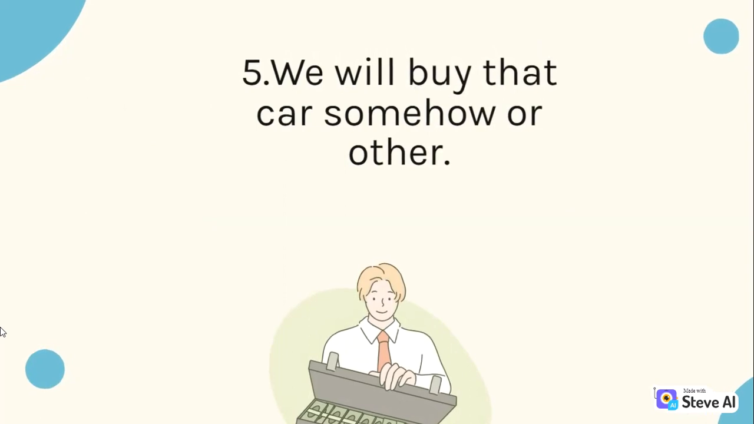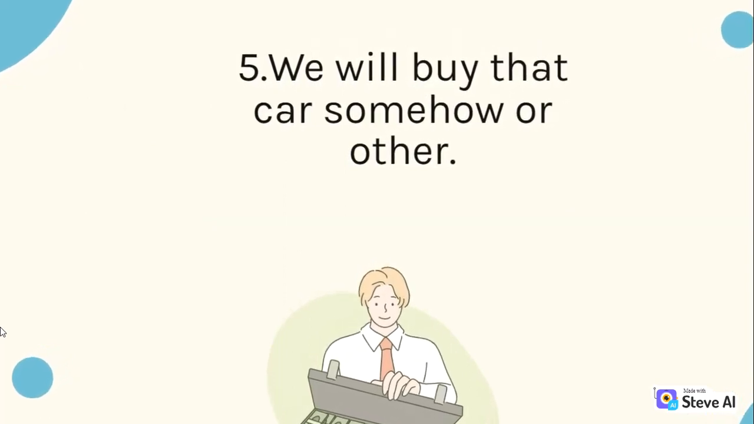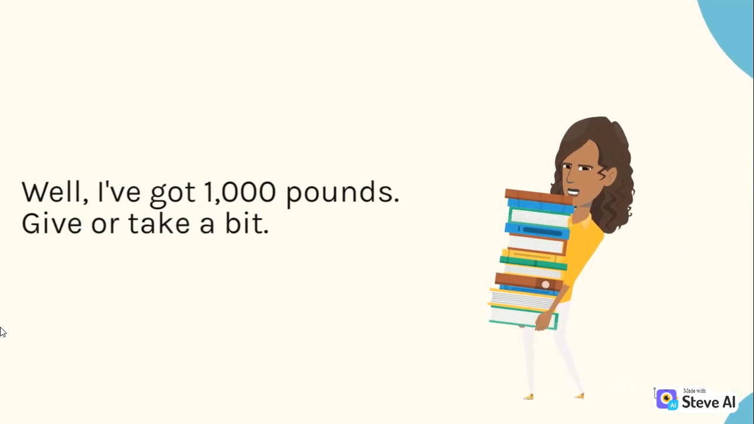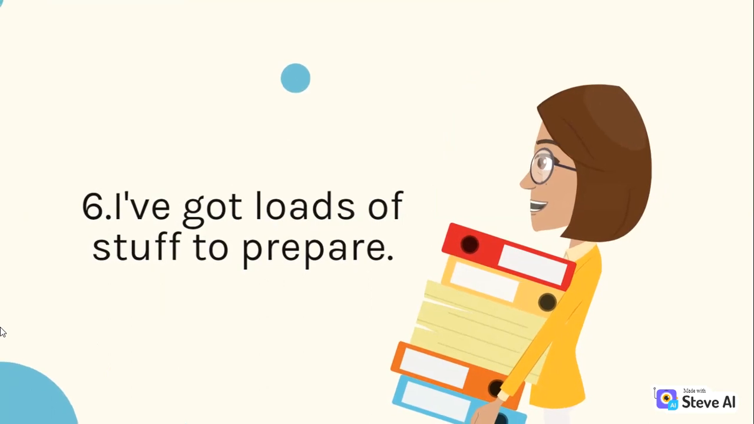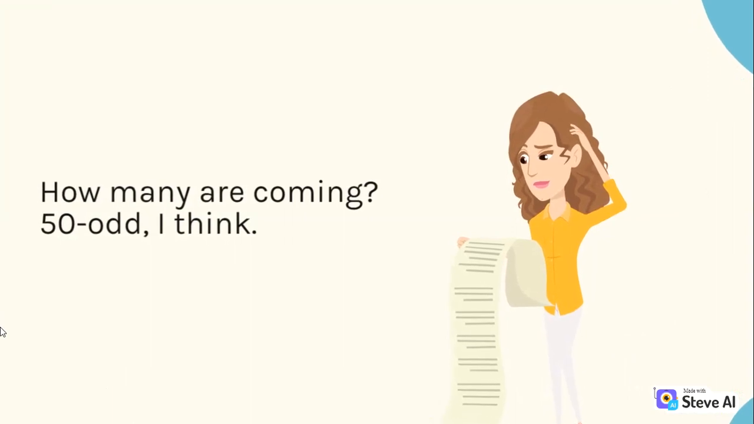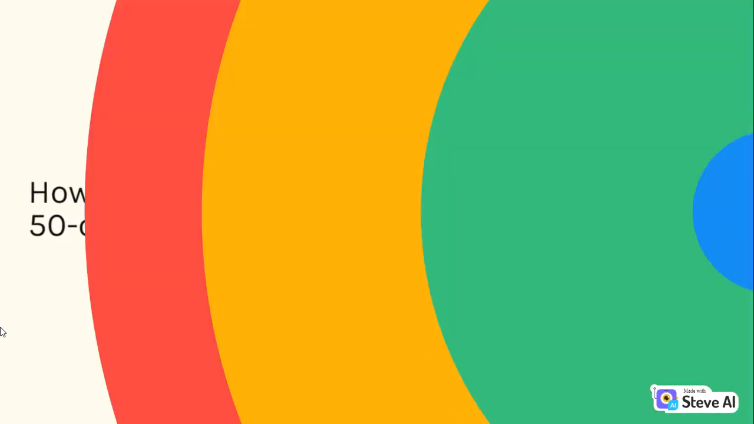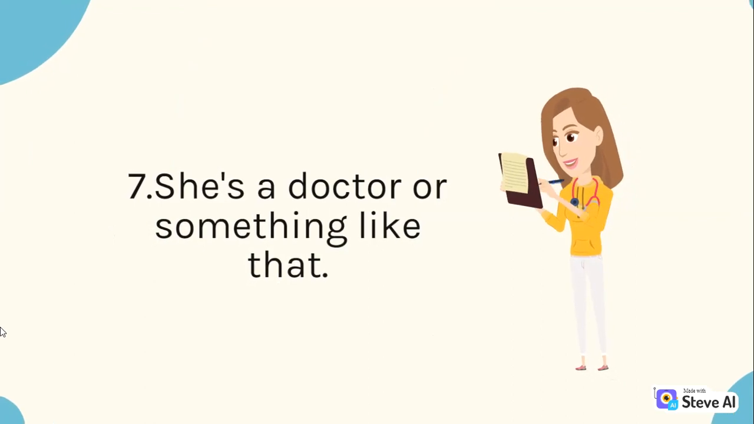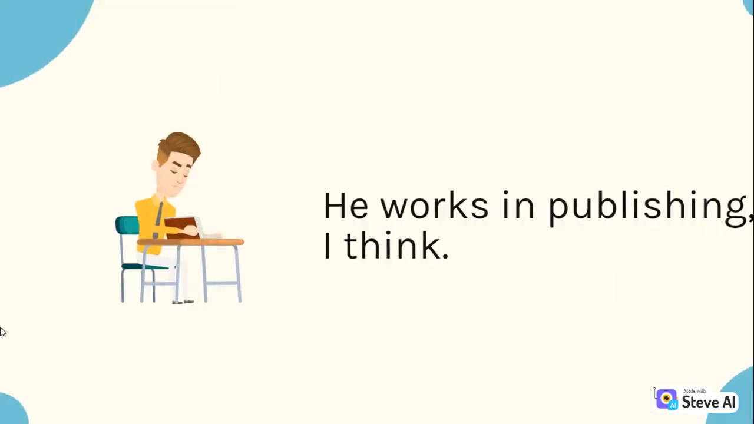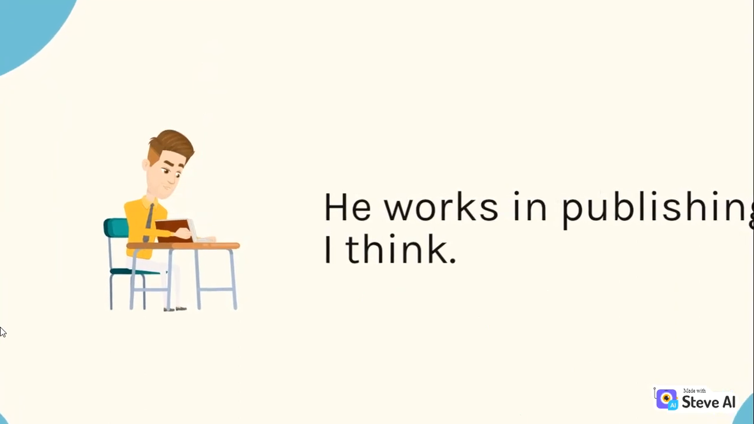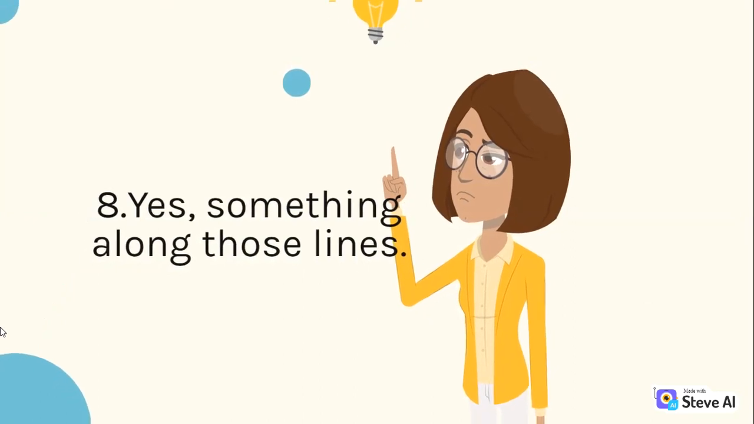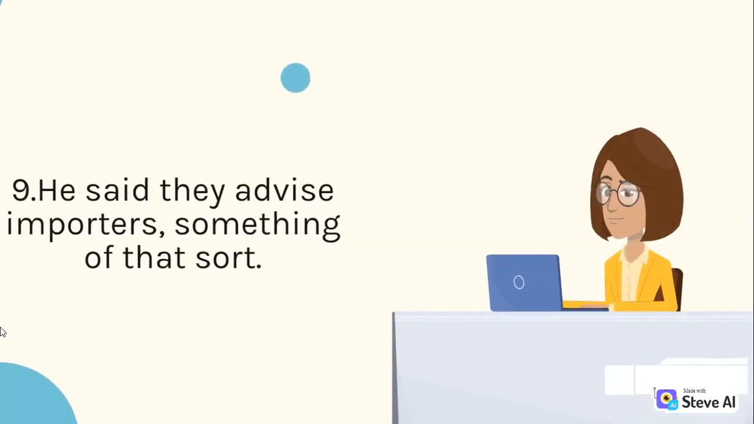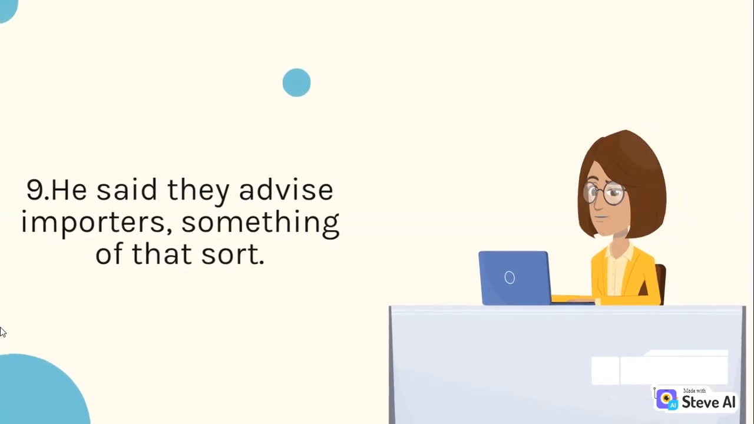5. We will buy that car somehow or other. Well, I've got £1,000. Give or take a bit. 6. I've got loads of stuff to prepare. How many are coming? 50 odd, I think. 7. She's a doctor or something like that. He works in publishing, I think. 8. Yes, something along those lines. 9. He said they advise importers, something of that sort.